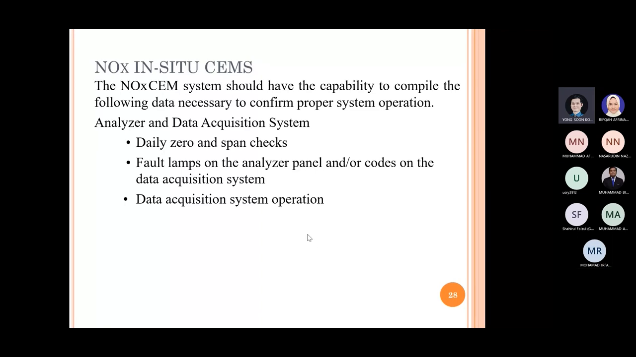this so-called in-situ CEMS. And you know, there's not just only one, it can be a series of these in-situ CEMS depending on what kind of pollutants that you're analyzing. So in actual condition, it can be just one big room with many of these in-situ CEMS units.